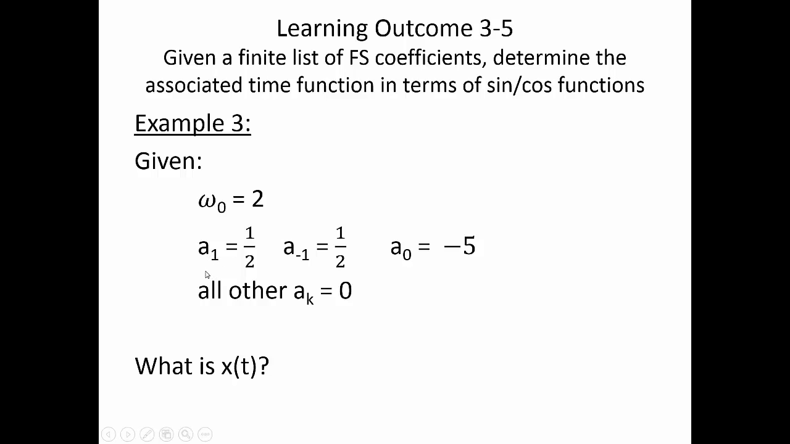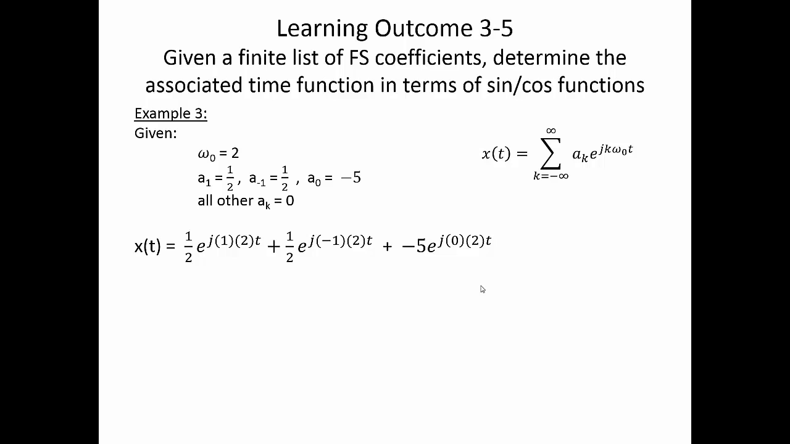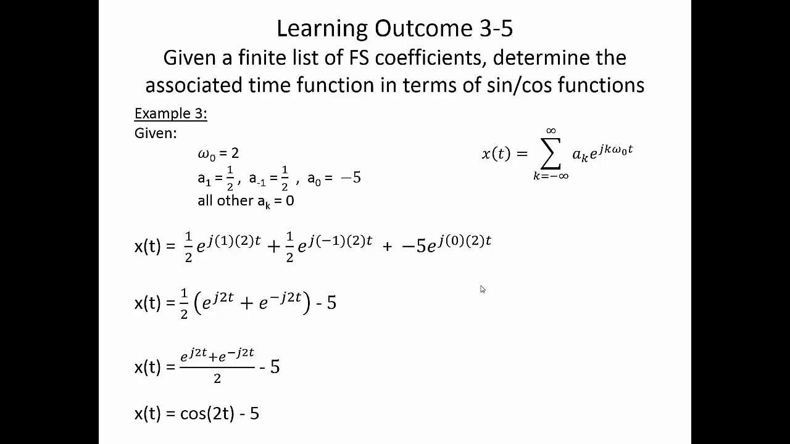One more quick example. We have 3 a sub k, one pair of a sub k, and an a naught. What is x of t? This is to show how to work with the a naught term. It's the same as it was in learning outcome 3-4. We write all the terms out using our synthesis equation, and our a naught now has a k value of 0. It just hangs out as a minus 5. The other terms get paired, rewritten so they have the appropriate denominator, and turned into a trig function.